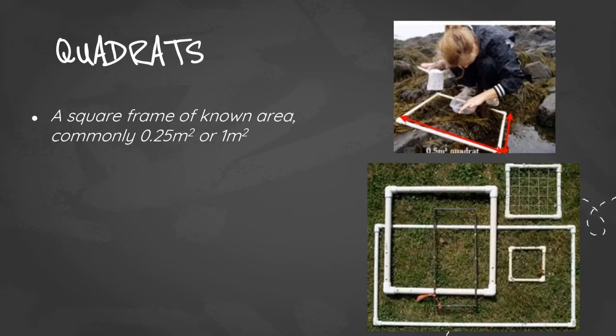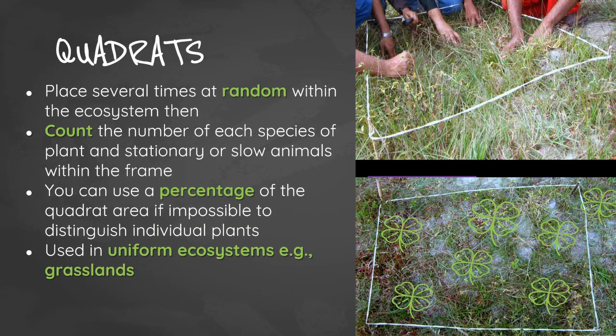So another sampling method is quadrats. As the name suggests, 4 sides. It's usually a square frame of known area, either 0.25 meters squared or 1 meter squared. So when we're using quadrats, we tend to throw the quadrats at random areas within the ecosystem several times, and each time we count the number of each species that we find.